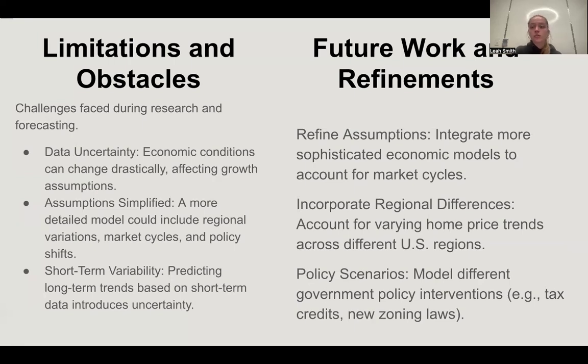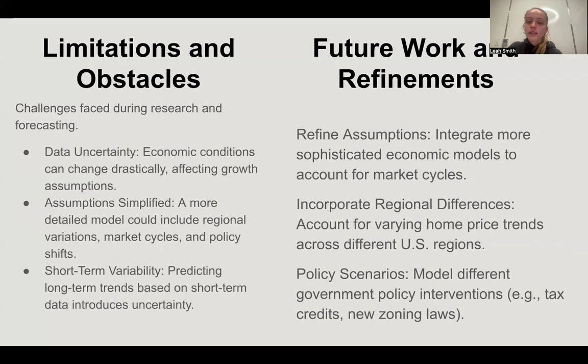Some limitations and obstacles I faced when conducting this was data uncertainty. Economic conditions can change drastically in a blink of an eye, which can affect this growth assumption that I've made. And then more detailed models could include regional variations, market cycles, policy shifts, demographic areas, etc. And then short-term variability: predicting the long-term trends based on short-term data can always produce uncertainty. Maybe if I went back, I would start my data before 2024 and continue off of there, just like that previous graph that I showed you.